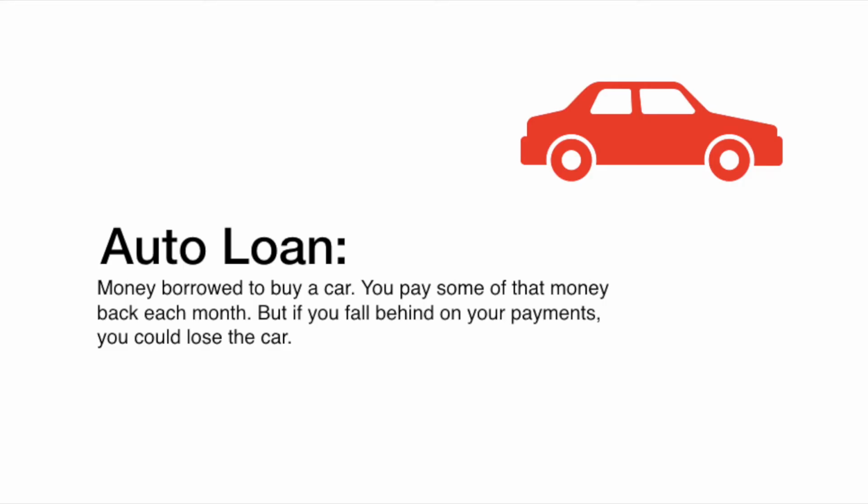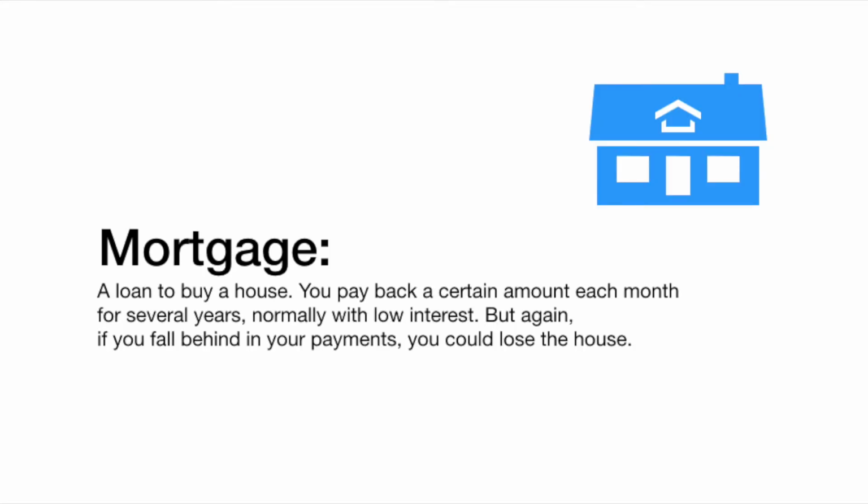Cars are expensive, so an auto loan is money borrowed to buy a car. You pay some of the money back each month, but if you fall behind in your payments, you could lose the car. Houses are even more expensive. A mortgage is a loan to buy a house. You pay back a certain amount each month for several years, normally with low interest. But again, if you fall behind in your payments, you could lose the house.